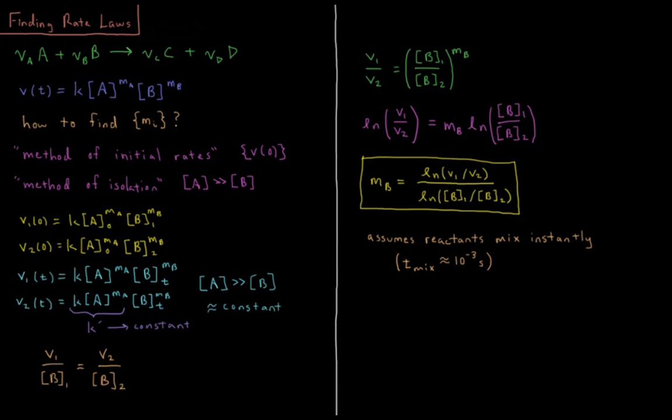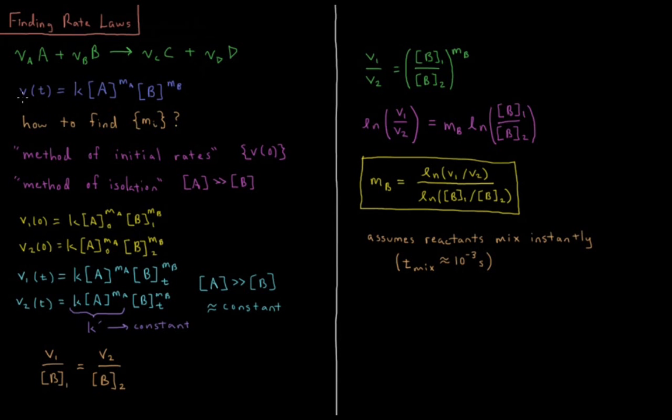This video will discuss how we find rate laws for a given chemical reaction. So if we have our standard reaction here, reactants A and B, products C and D, each of them has a stoichiometric coefficient, nu A, nu B, nu C, nu D.